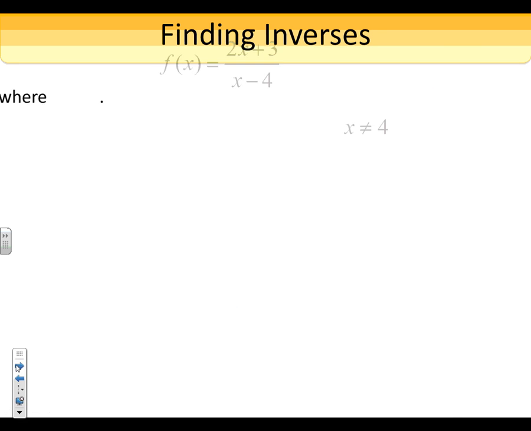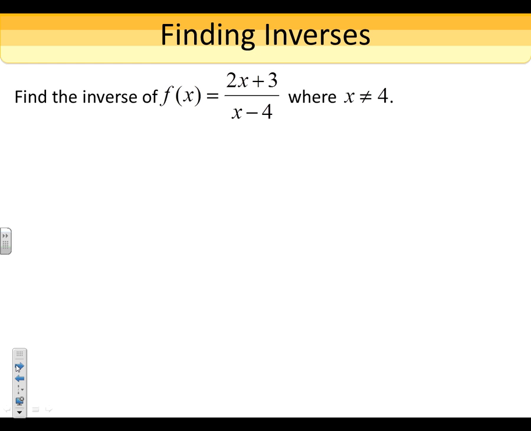All right, let's do another example. So we have the inverse of f of x is equal to 2x plus 3 over x minus 4. And over here, we're defining the domain. We're saying that x can't be equal to 4, because if I were to plug 4 in for x, I would get 0 in the denominator, and that wouldn't be possible. So we need the inverse of this function where x cannot be equal to 4.